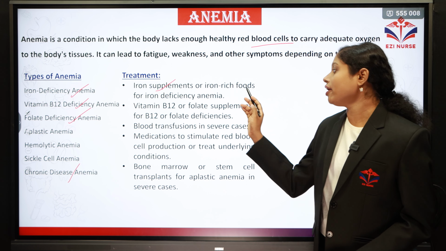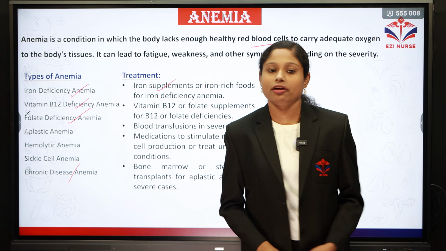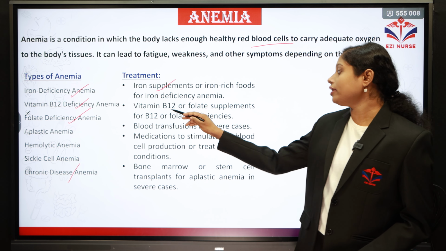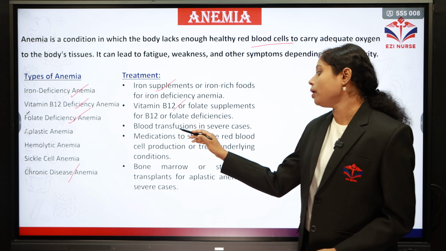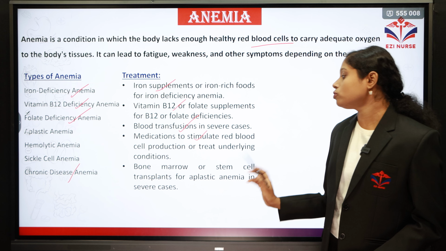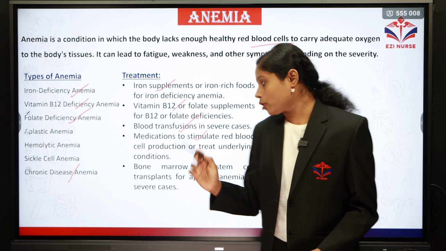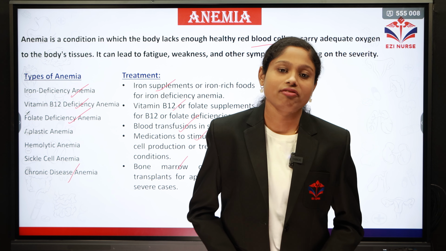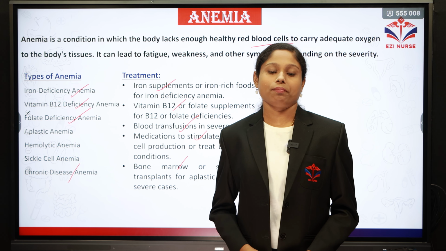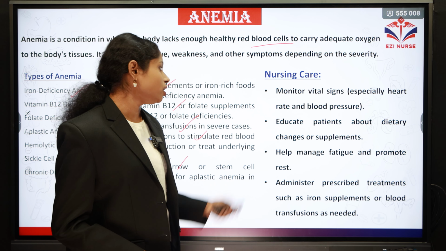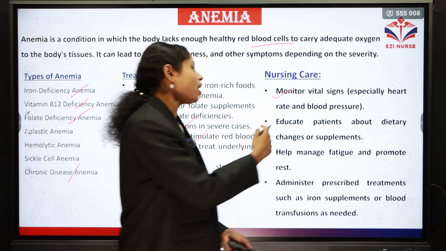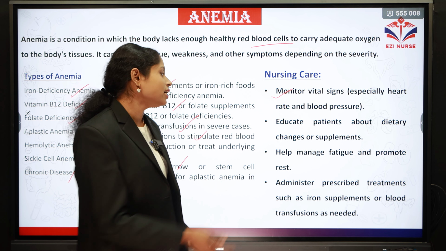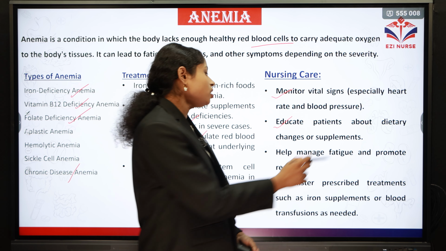Iron supplements or iron-rich foods for iron deficiency anemia. If it is a case of iron deficiency anemia, give iron-rich foods and iron supplements. Then vitamin B12 or folate supplements, blood transfusion, medications to stimulate red blood cell production, and bone marrow or stem cell transplantation. So these are the main treatments in the case of anemia. Now we will discuss nursing care: monitor vital signs, especially heart rate and blood pressure. So we need to monitor the heart rate and blood pressure of the client, and educate patients about dietary changes or supplements.